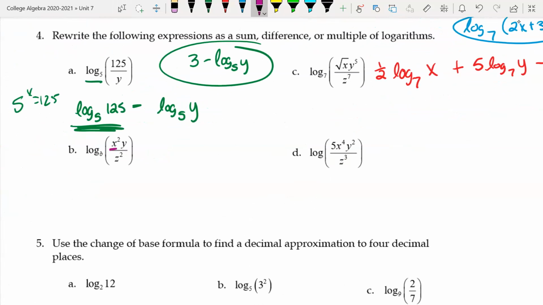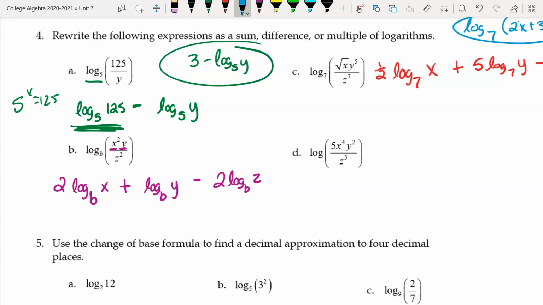So we're going to split this up. I'm going to do the x first. Log base b of x, so it needs to be a 2 out front. So that's the x. Now let's go to the y. Log base b of y. And then I'm going to subtract 2 log base b of z because I was dividing by z squared.